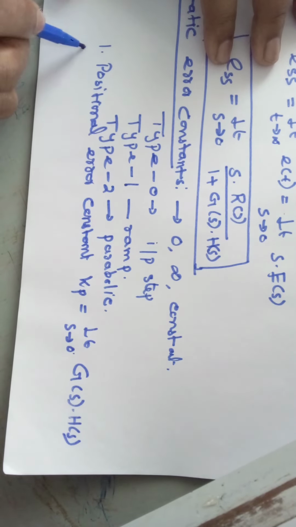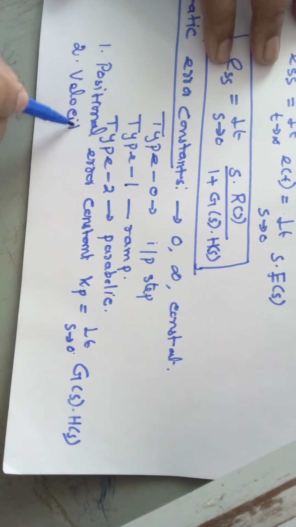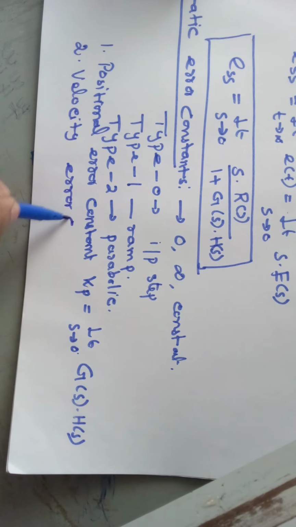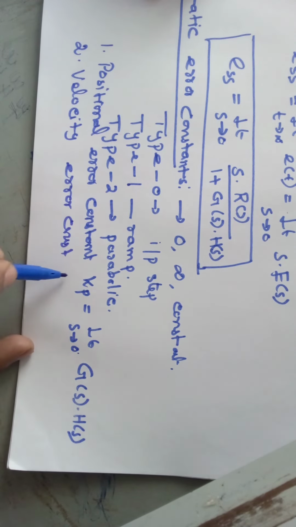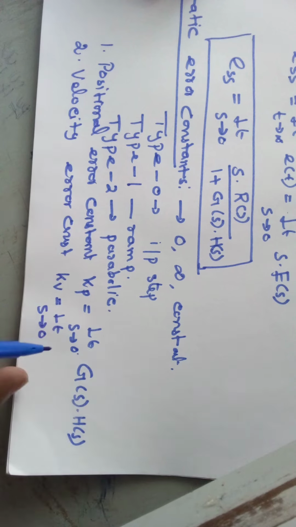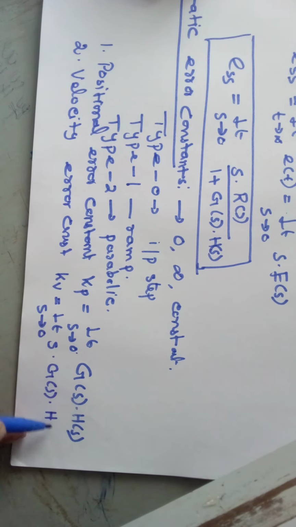Your next error constant is the velocity error constant. It is represented as Kv, and we can define this Kv as limit s tends to 0 of s into G(s) into H(s).